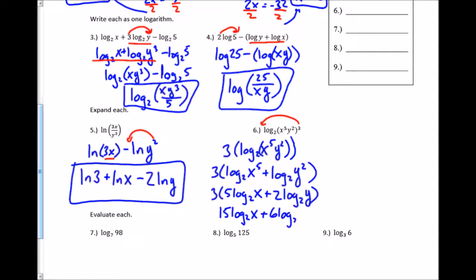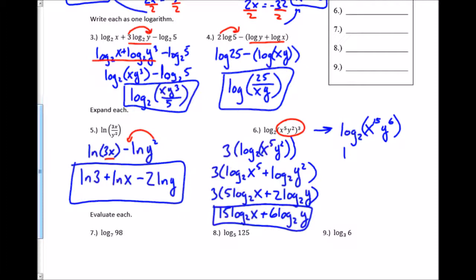Which brings me to the other method that I can take when I approach this problem, is I could use my rules of exponents here. Right here, if I raise this whole thing to the 3rd power, it's going to end up giving me log base 2 of x to the 15th, y to the 6th, okay? Because when I raise it to a power and multiply the exponents, now I could split this up in terms of addition. Log base 2 of x to the 15th plus log base 2 of y to the 6th. And then I can bring the exponent out front and get 15 log base 2 of x plus the 6 log base 2 of y. Okay? And when we look at the final answer, you'll notice that I get the same thing either way.